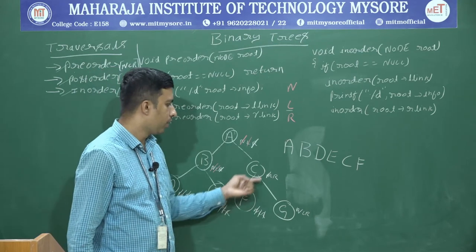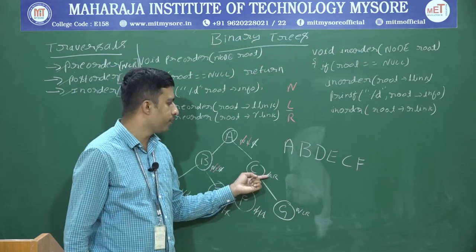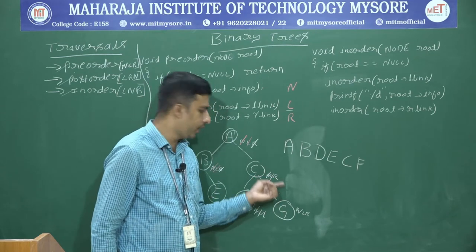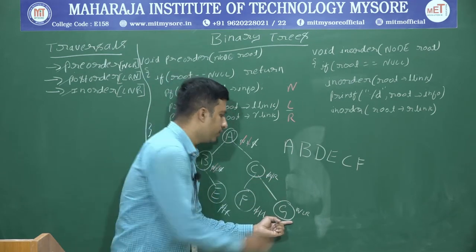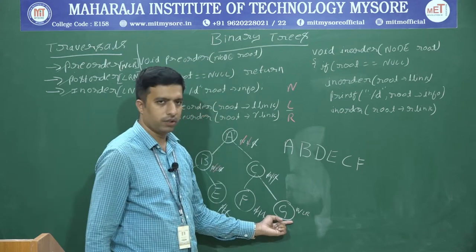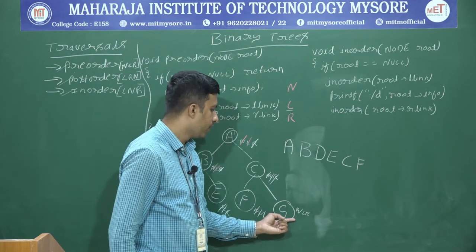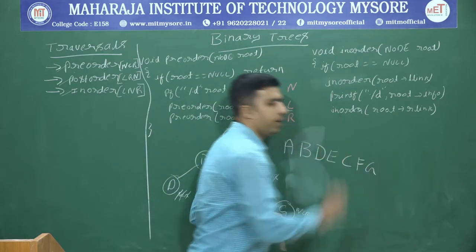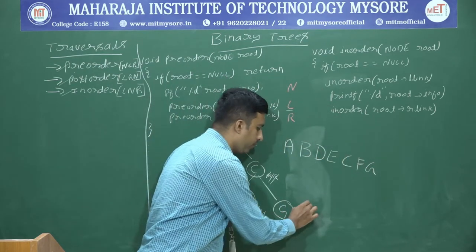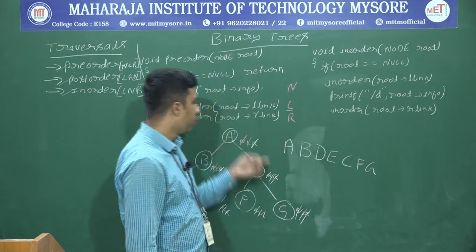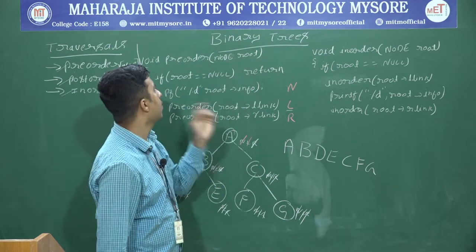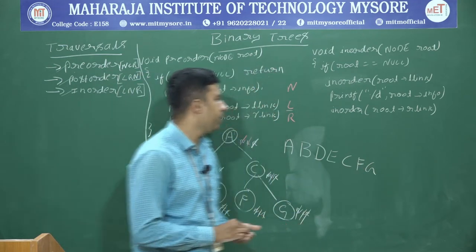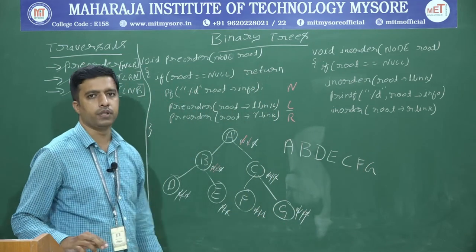It goes back. It calls C once again. C's left is over, and it is remaining with right. It calls the right of C, which is G. G is the node there. It prints G. It doesn't have left or right. It goes back and the pre-order procedure ends. The outcome of this is A, B, D, E, C, F, G.